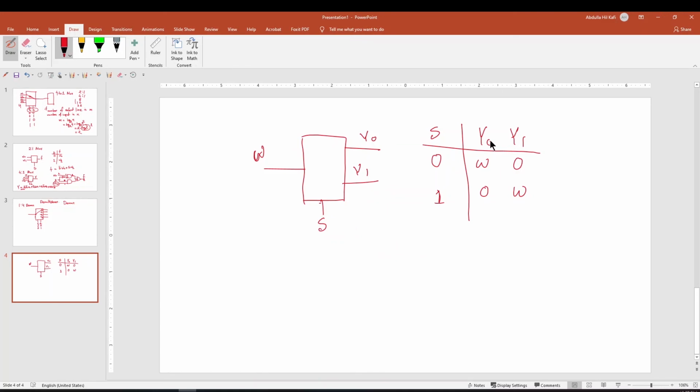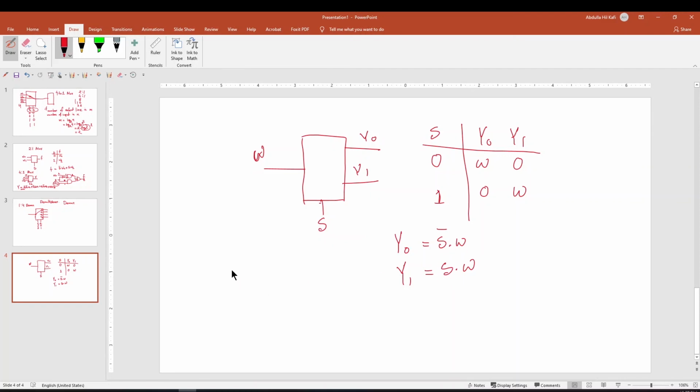So we will have two different output functions. y0 is equal to S bar W, and y1 is equal to S W. So very similar. These are our individual outputs.